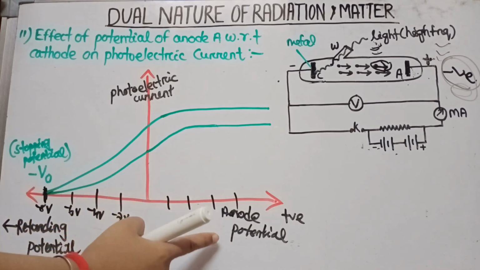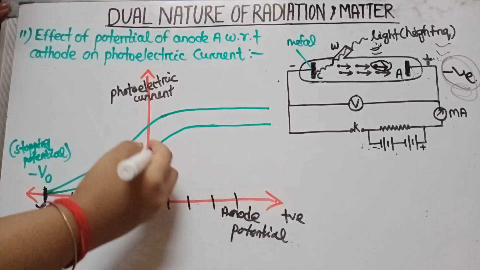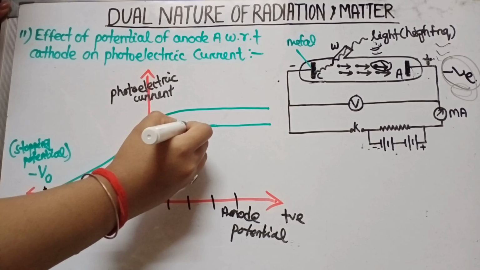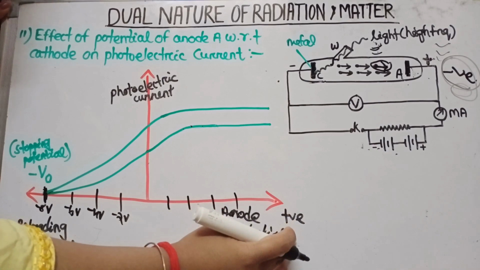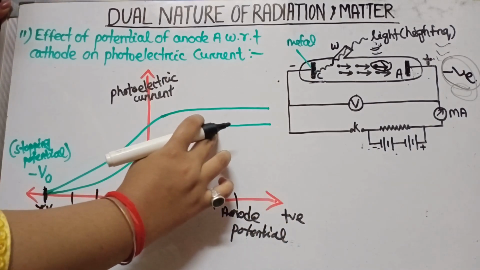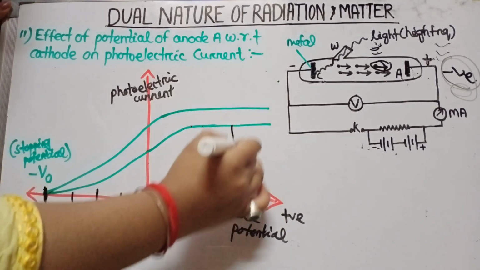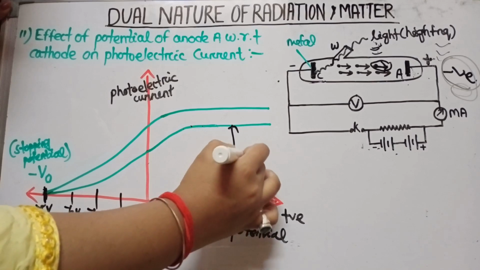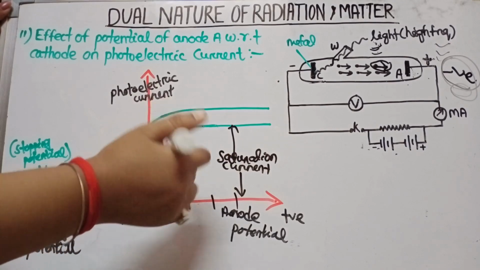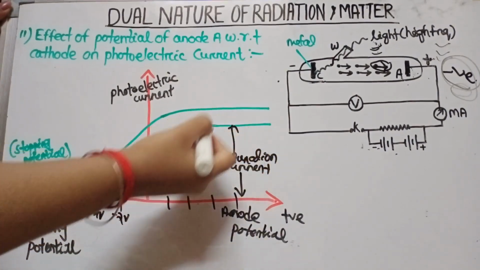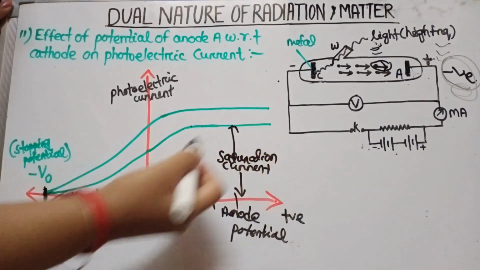In case of positive potential, as we increase the positive potential of the anode plate, the photoelectric current gradually increases up to a certain value, and as we further increase the positive potential, the photoelectric current does not increase, it becomes constant. That value is called the saturation current. The current becomes maximum and does not increase further.